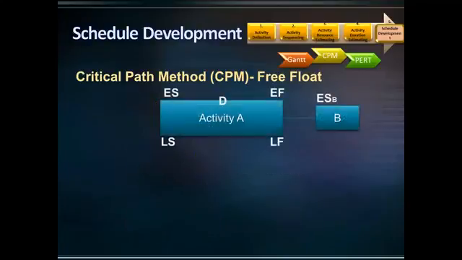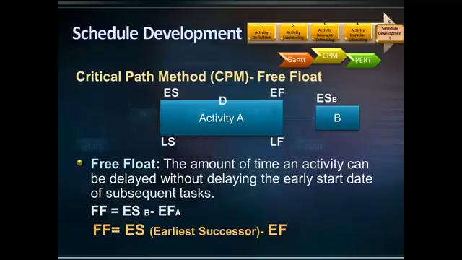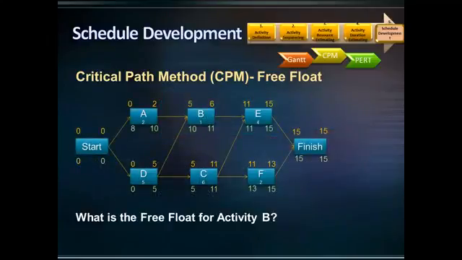As seen in the previous example, the free float formula is the early start of the earliest successor of an activity minus the early finish date of the activity. In this example, what is the free float of activity B? The free float of activity B is the early start of activity E, which is 11 days, minus the early finish of activity B, which is 6 days. So, free float of activity B is 5 days.